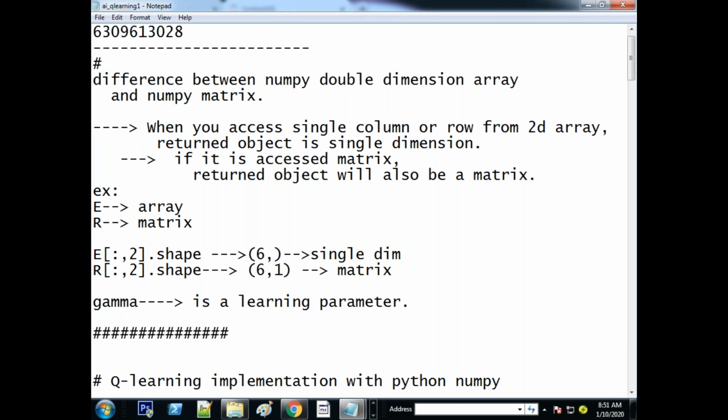Understood the points? If you are expecting short-term reward, the value should be close to 0. If you are expecting long-term reward, the value should be close to 1. That means the value range should be greater than 0 and less than 1, in between 0 and 1. Suppose here, what is the value we have given? Gamma equal to 0.8. 0.8 is close to 1. Close to 1 means we are expecting long-term reward.